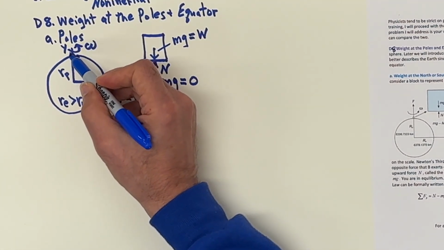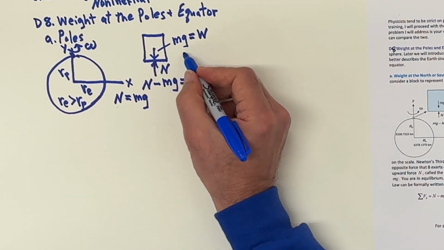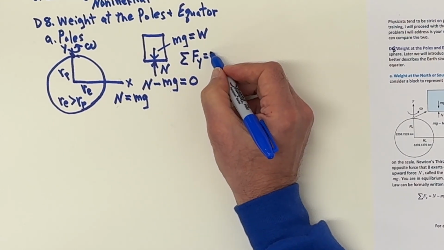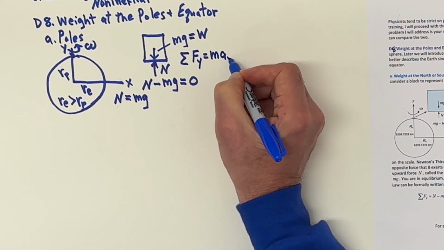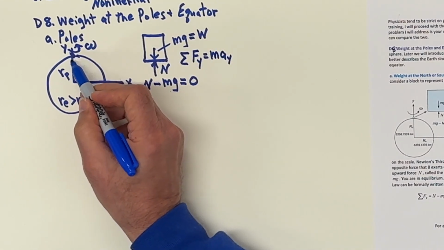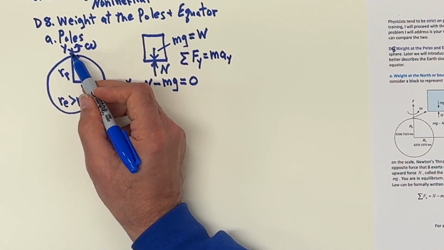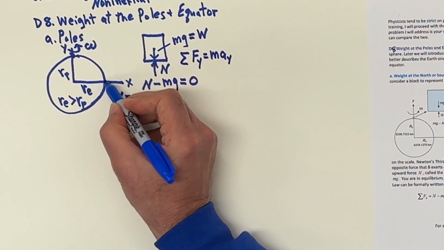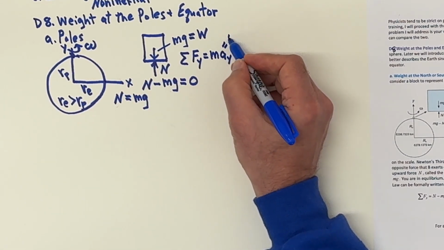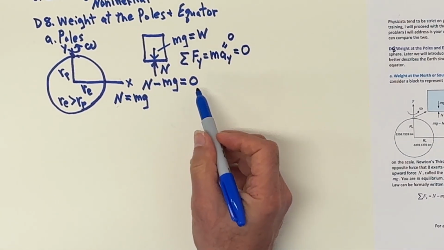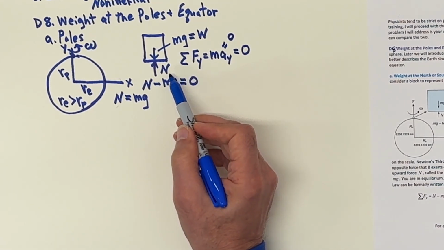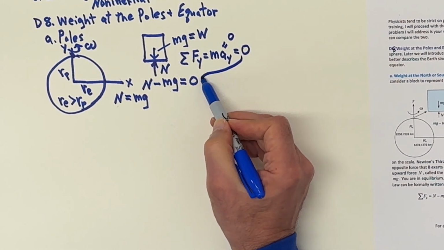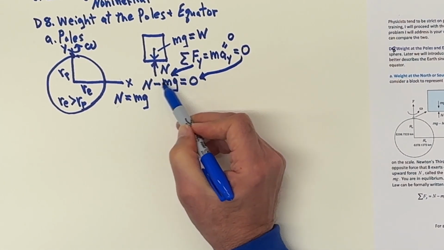So what's relevant here is the forces in the y direction, and in some books they'll say the sum of the forces in the y direction equals mass times the acceleration in the y direction, but there is no acceleration in the y direction because the rotation is this way, and the acceleration, if you were here at the equator, would be inward. So since this is 0, the force in the y direction is 0, and the force in the y direction would be your normal force going up minus the mg going down equals 0. So, two forces.